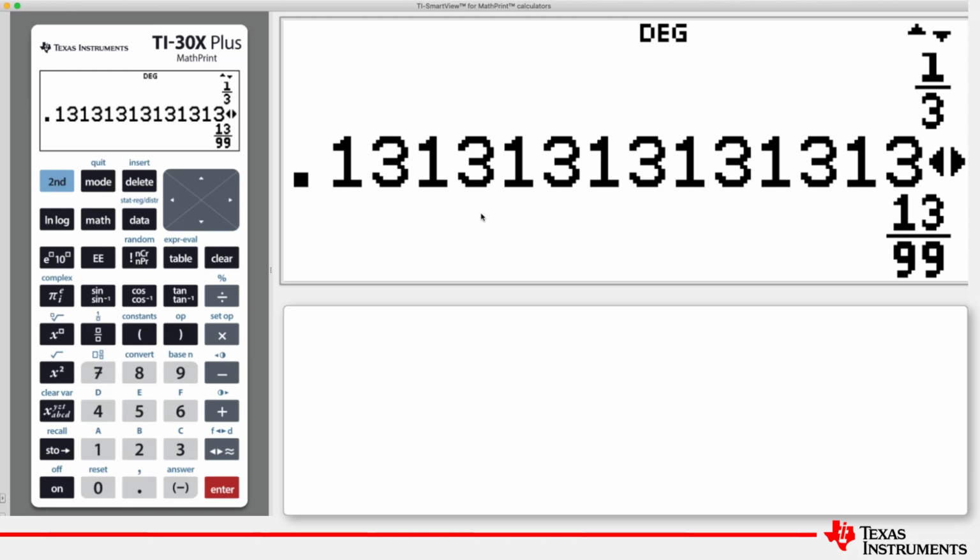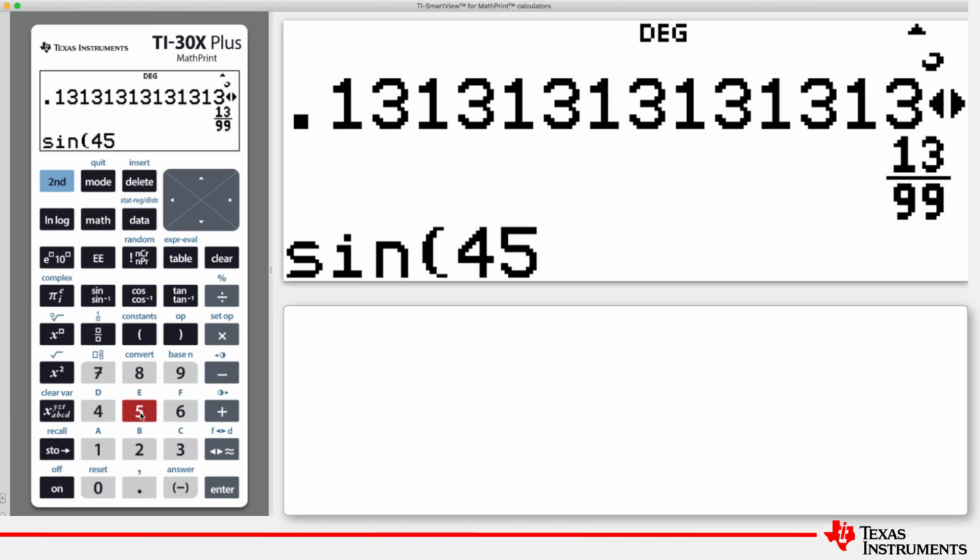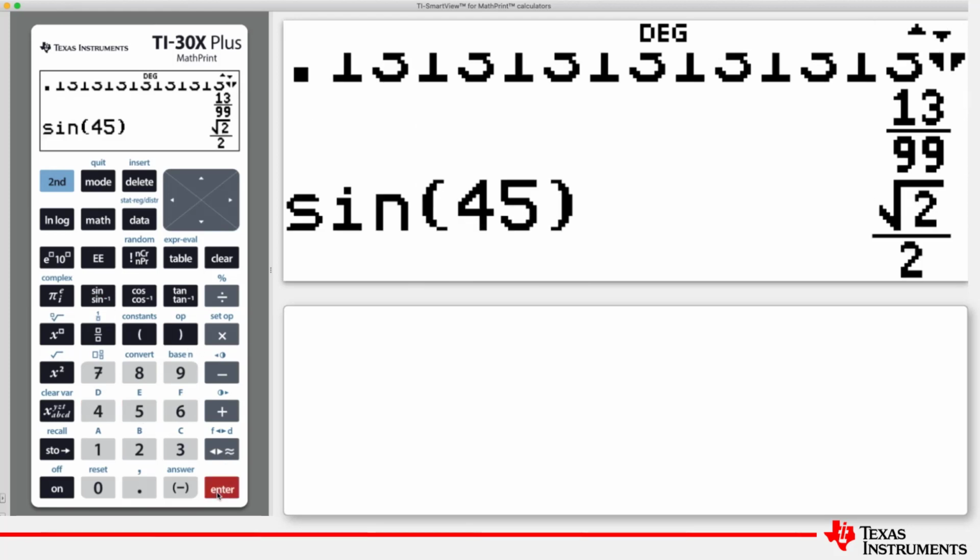The answer toggle key works really well for finding trigonometric exact values, such as sine 45, which gives us root 2 over 2, a nice surd form. Just note though that surd to decimal approximation works, however, the converse does not.